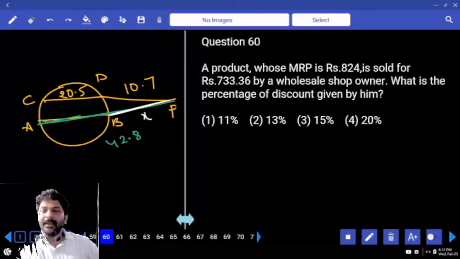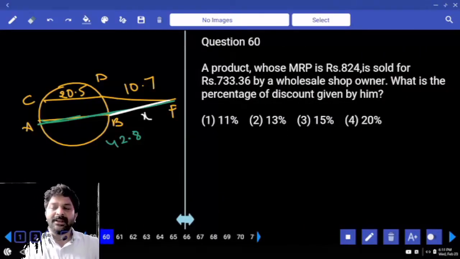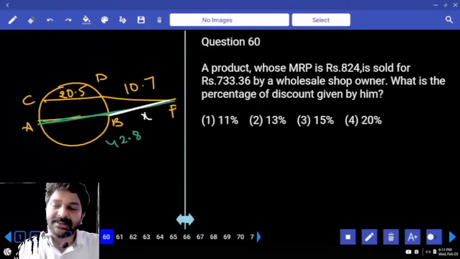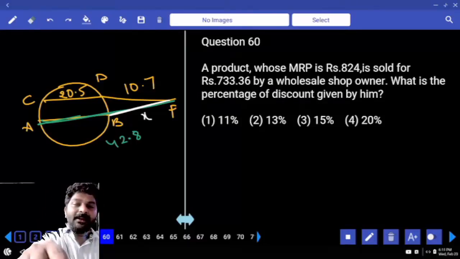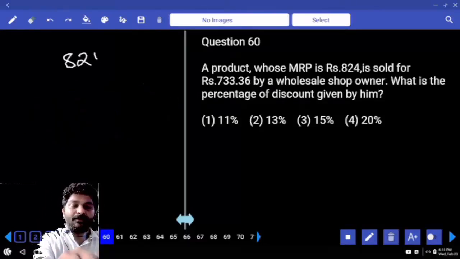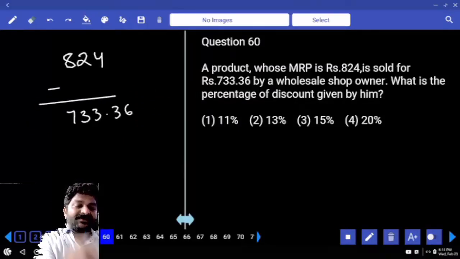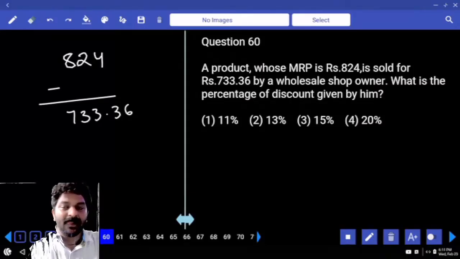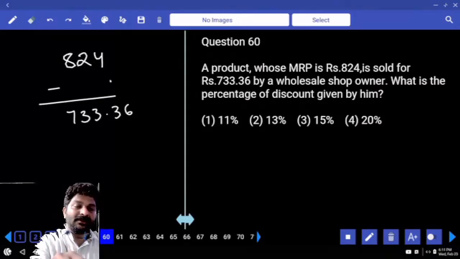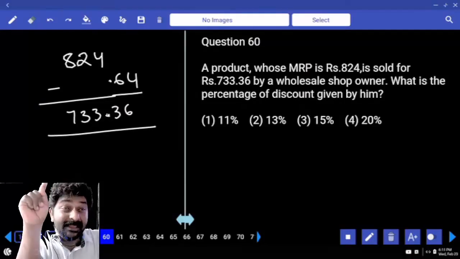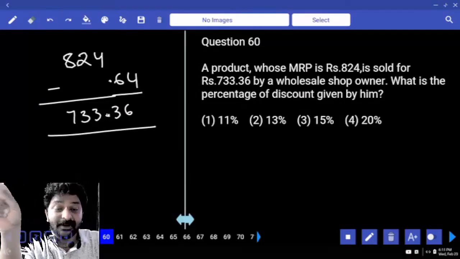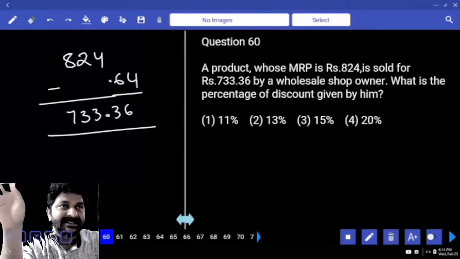Next, a product whose MRP is 824 is sold for 733.36 by a wholesale shop owner. What is the percentage of discount given by him? Okay. Now, if 824 becomes 733.36, let's first calculate how much discount is offered. That is, 0.64 must be subtracted, then only you'll get 0.36. From the integer, if you subtract 0.64, then only your value ends with 0.36, correct?